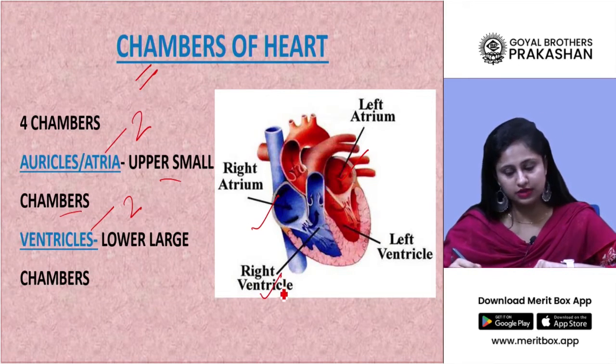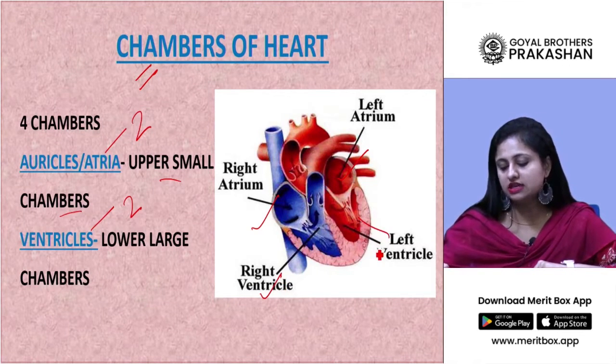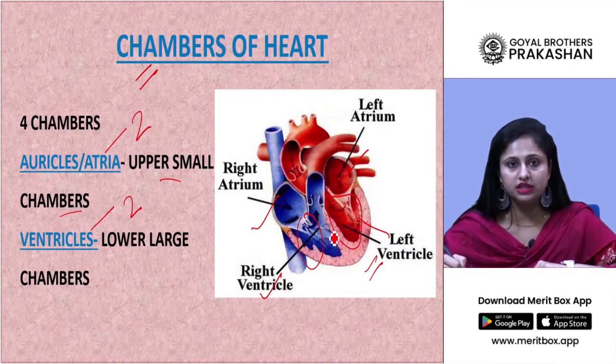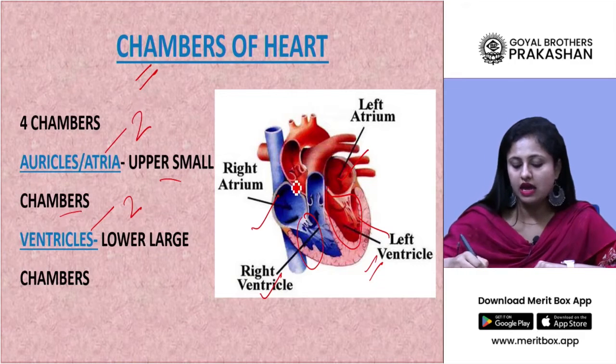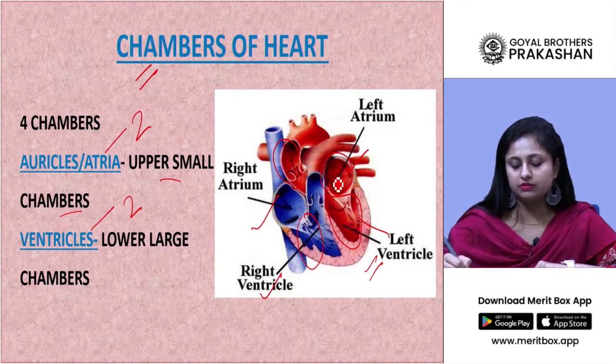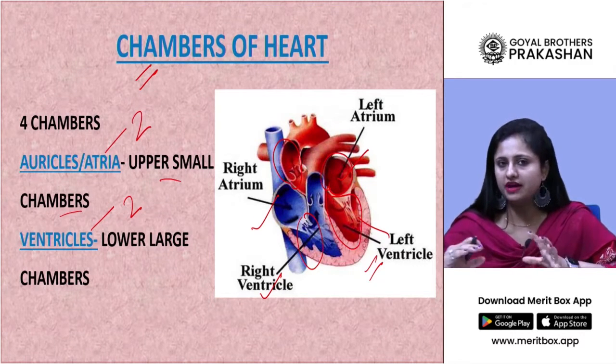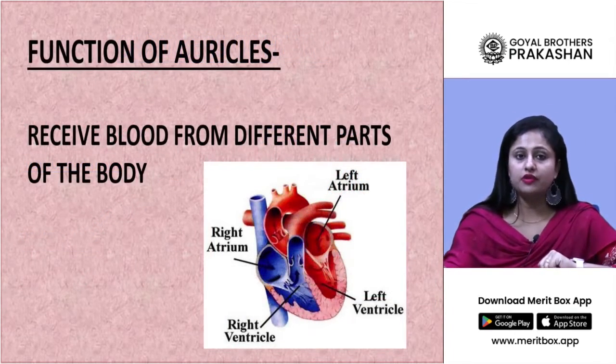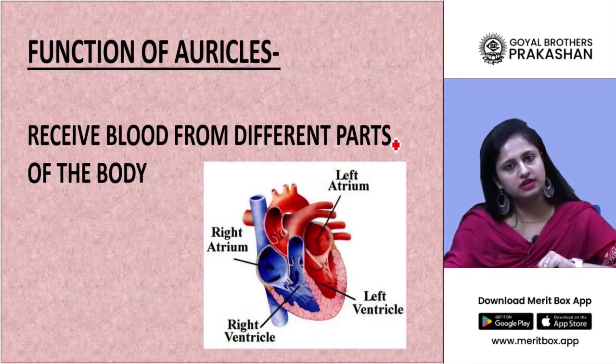So this is the right ventricle and this is the left ventricle. So these ventricles, if you could see in the diagram, these are large, okay, and these auricles or atrium, these are smaller, comparatively smaller. Next, come to the functions of auricles or atrium or ventricles.